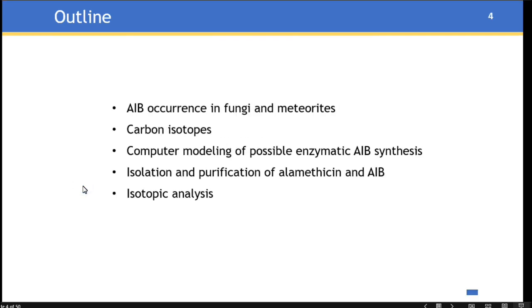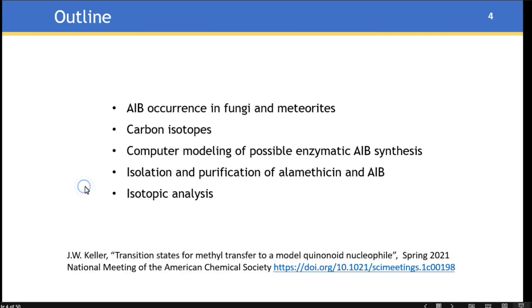So I'll start out by telling you about where AIB is found in nature, something about carbon isotopes and how they're measured, a computer modeling of a possible enzymatic AIB synthesis, and then in the last 10 slides or so, isolation and purification of the alamethicin and the constituent AIB and its isotopic analysis. Some of this has been presented in a poster at the 2021 ACS meeting, and the poster is in the hallway outside of 143 Reichart.